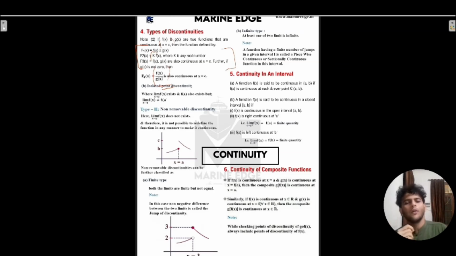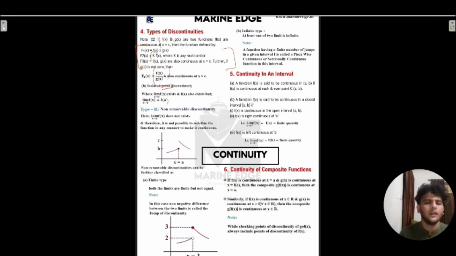Yes, the isolated point discontinuity, where the limit of f(x) exists and f(a) exists, but the limit of x tending to a is not f(a). For this type of function you have to make sure that f(a) exists, the limit of x tending to a also exists, but they are not equal. So in this case it is the isolated point discontinuity.